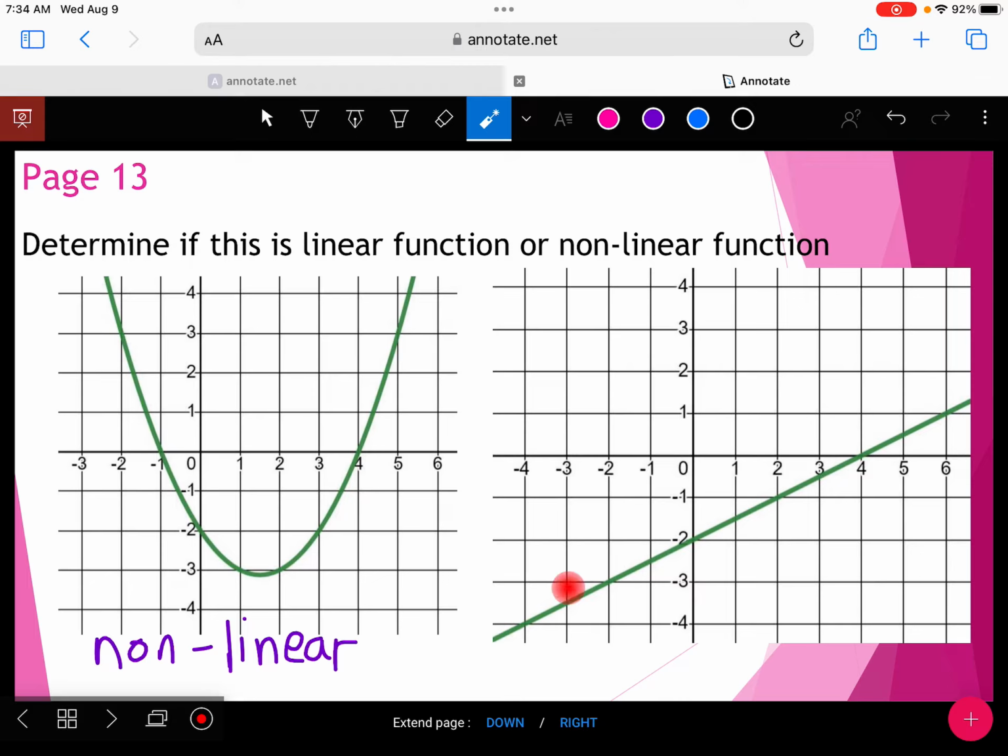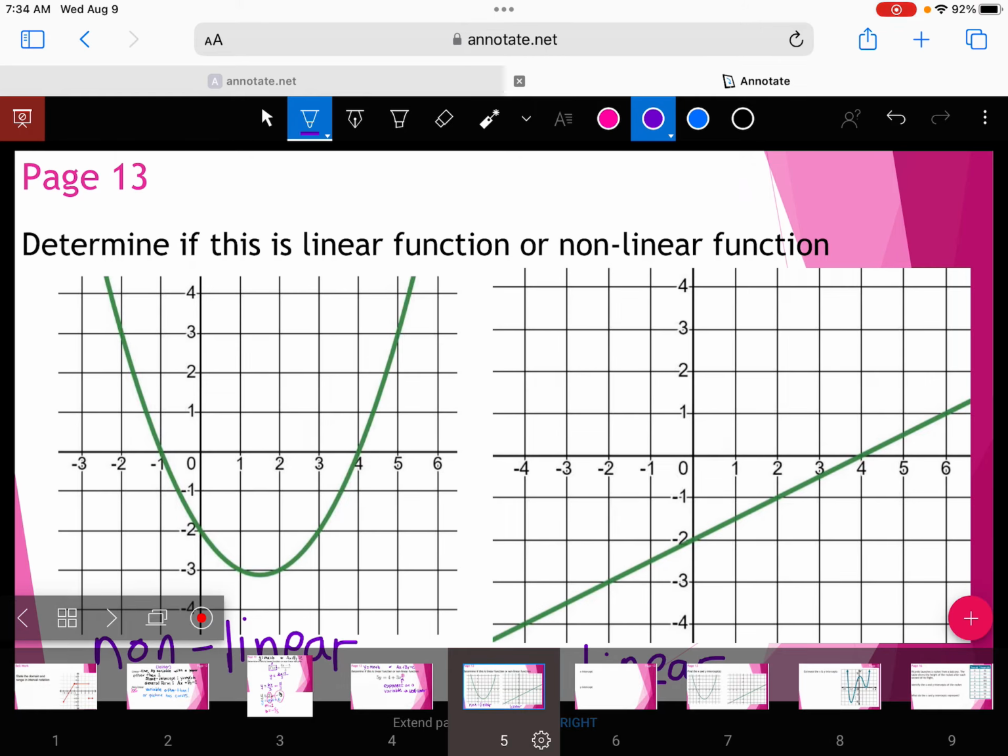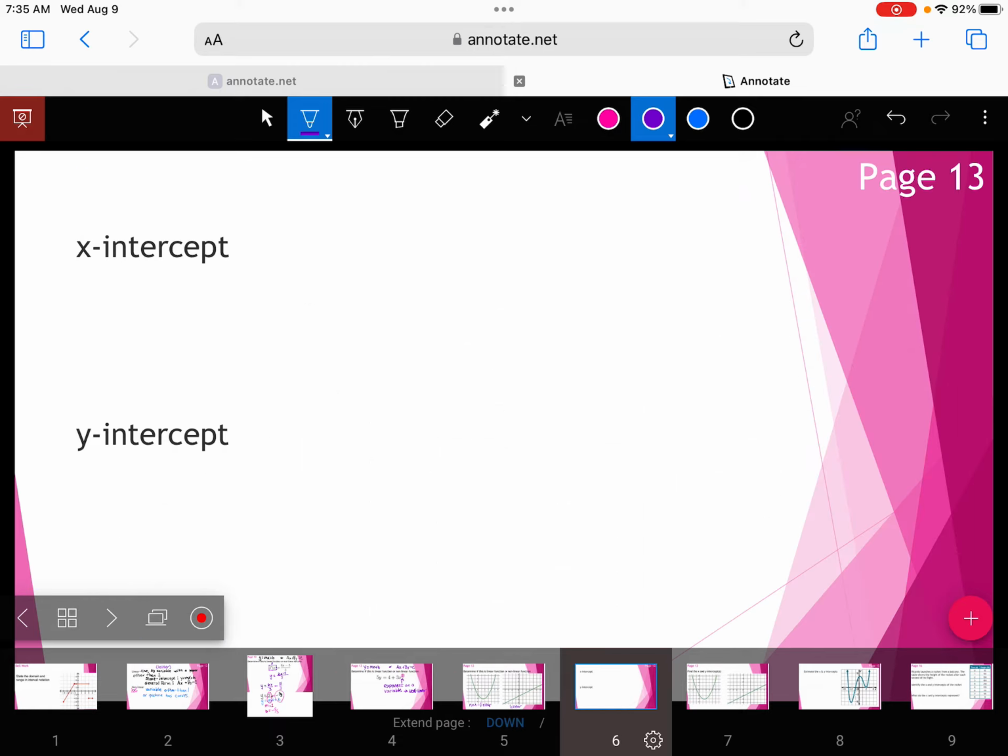Is this one a line? Yeah. So it's linear. Yay! We did it. We are going to do a little bit more with it, but that's okay. So that's kind of the basis of linear versus nonlinear. I'm going to have 2 more vocab words for you here in just a second. I do have one graph I should have printed and I didn't. Oh well.